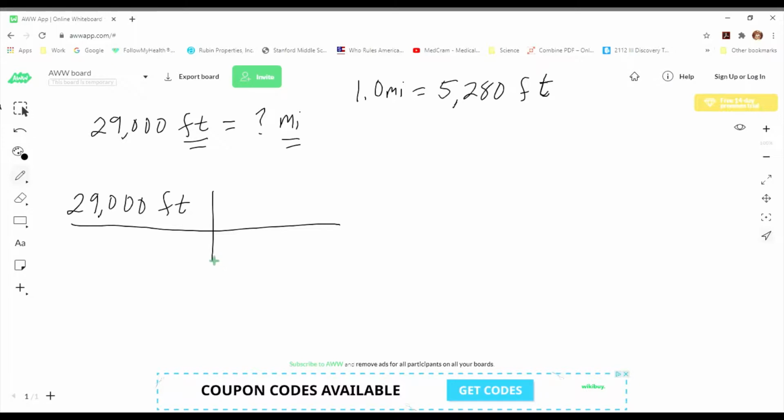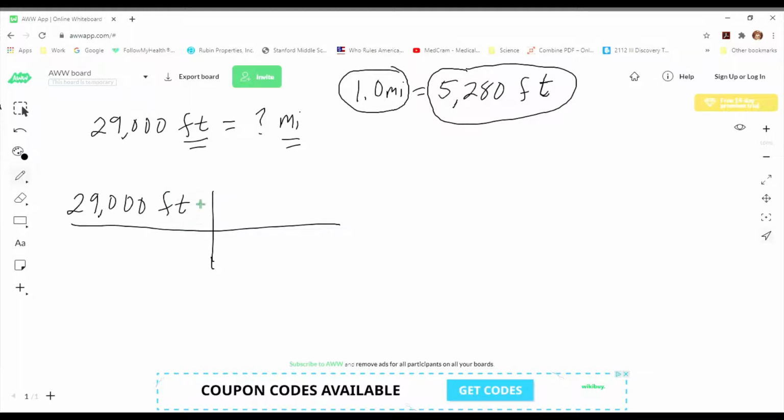So let's go ahead and make a little X there so we can write our conversion factor over here. The left side of our equality has 1.0 miles. The right side of our equality has 5,280 feet. So which one goes on the top, which one goes on the bottom?